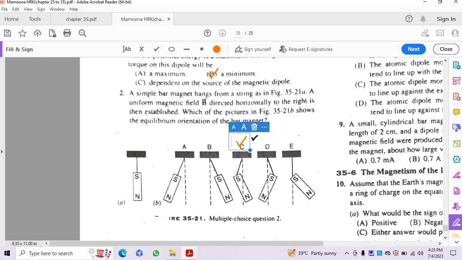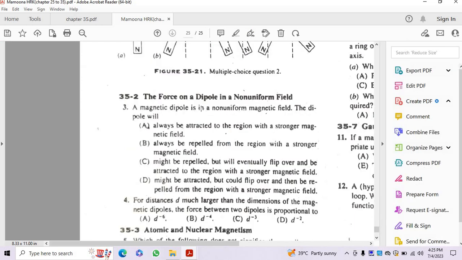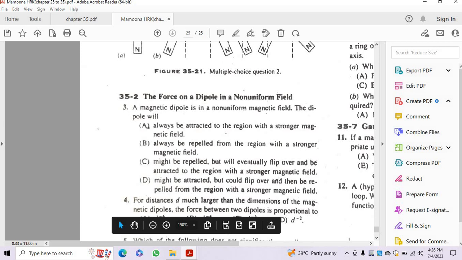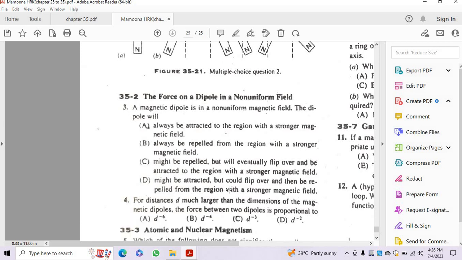Question number 3 is, a magnetic dipole is in a non-uniform magnetic field. The dipole will always be attracted to the region with a stronger magnetic field, always be repelled from the region with a stronger magnetic field. Option C is might be repelled but will eventually flip over and be attracted to the region with stronger magnetic field, and option D is might be attracted but could flip over and then be repelled. Whenever there is a magnetic dipole in a non-uniform magnetic field, it is always attracted to the region with stronger magnetic field. So option A is the correct option.